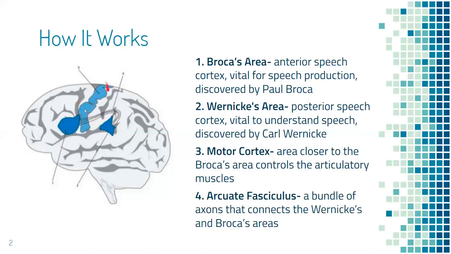The motor cortex is the third part involved in language processing, and it generally controls muscle movements. The part of the motor cortex that is closer to the Broca's area controls articulatory muscles such as the face, jaw, tongue, etc. Finally, the arcuate fasciculus is a bundle of axons that connects the Wernicke's and Broca's areas.